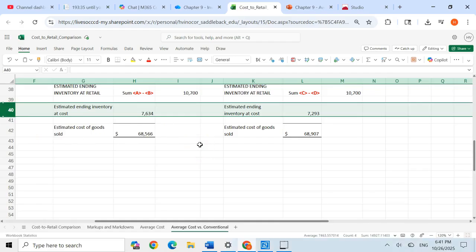And that's what we mean by that the conventional method factors in the lower of cost or market. It takes a more conservative approach to calculating your cost to retail ratio, and therefore if there are markdowns, it will always result in the estimated ending inventory cost to be lower, which is basically what the lower of cost or market tries to do, in keeping with a conservative approach of accounting.